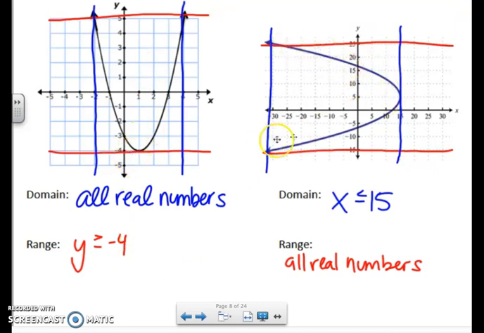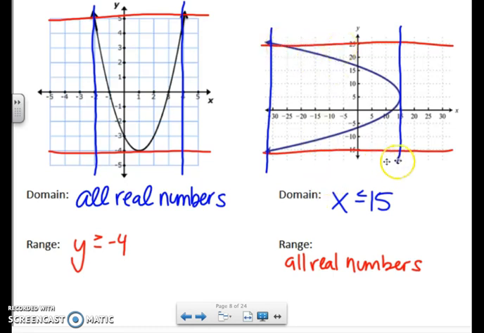For this sideways U-shaped, the domain, I hit an arrow going this way, which means it's forever going to go left. So I knew I had something written like this. The furthest right it went was a 15. So 15 is your number. If it goes left, that's going to be a less than sign. And then again, domain is x.